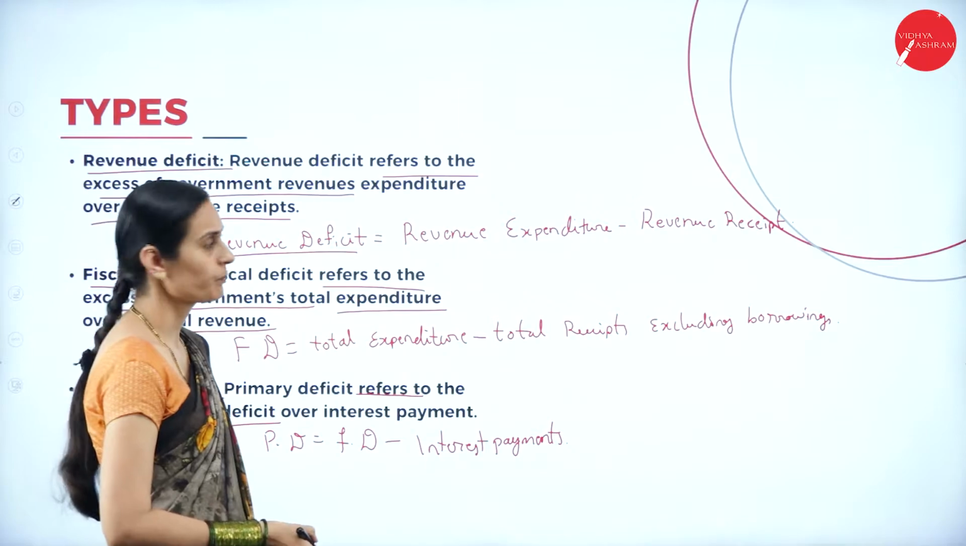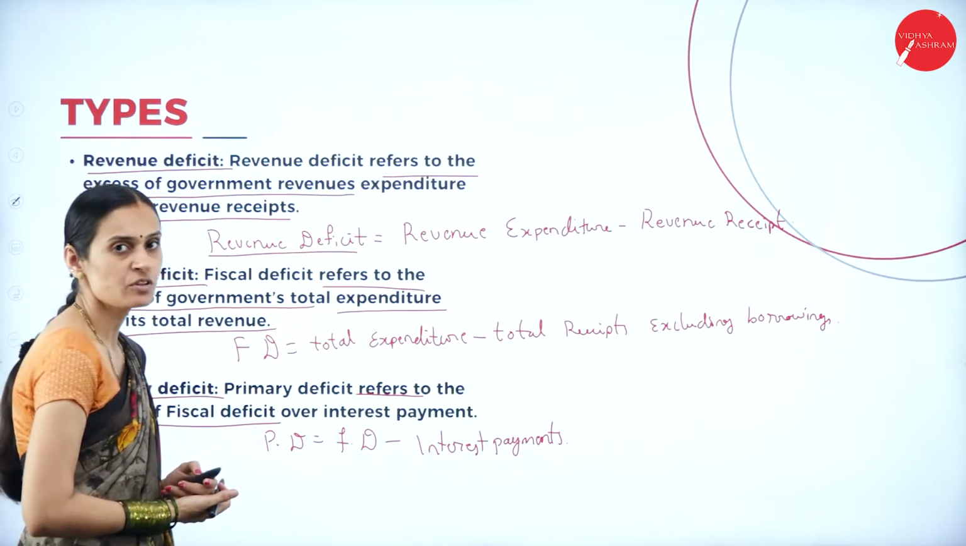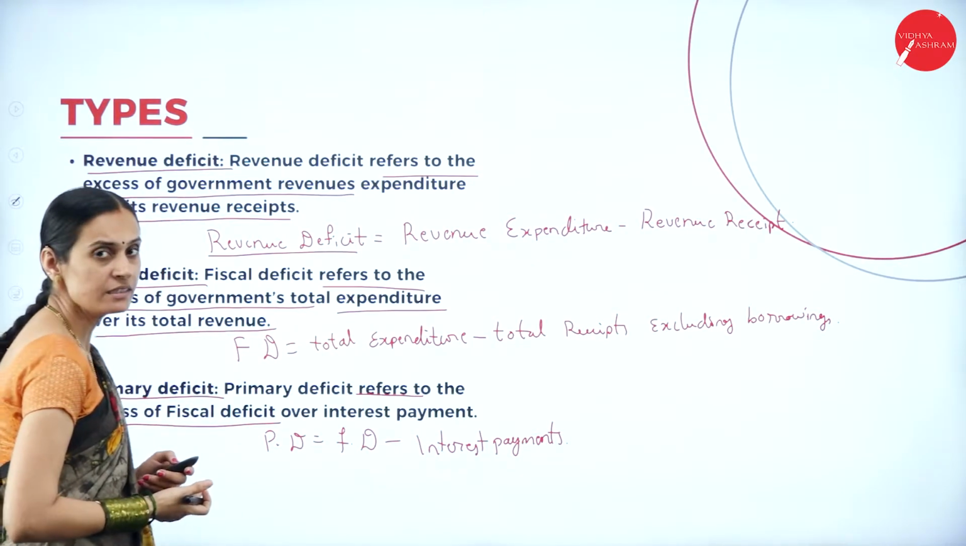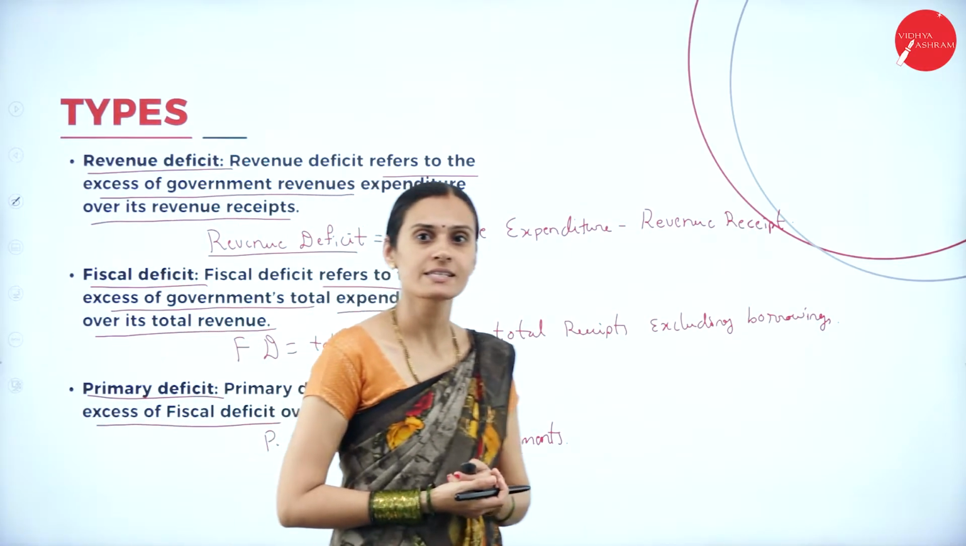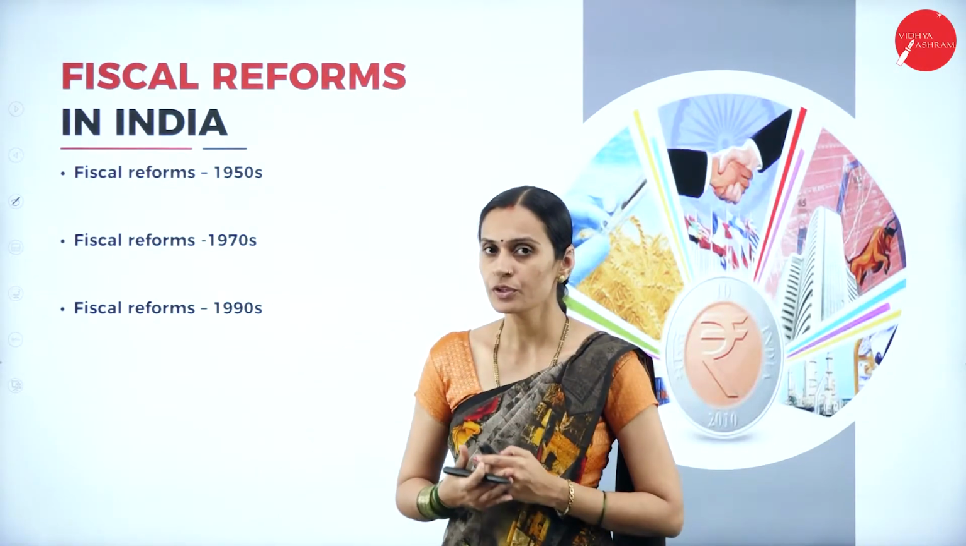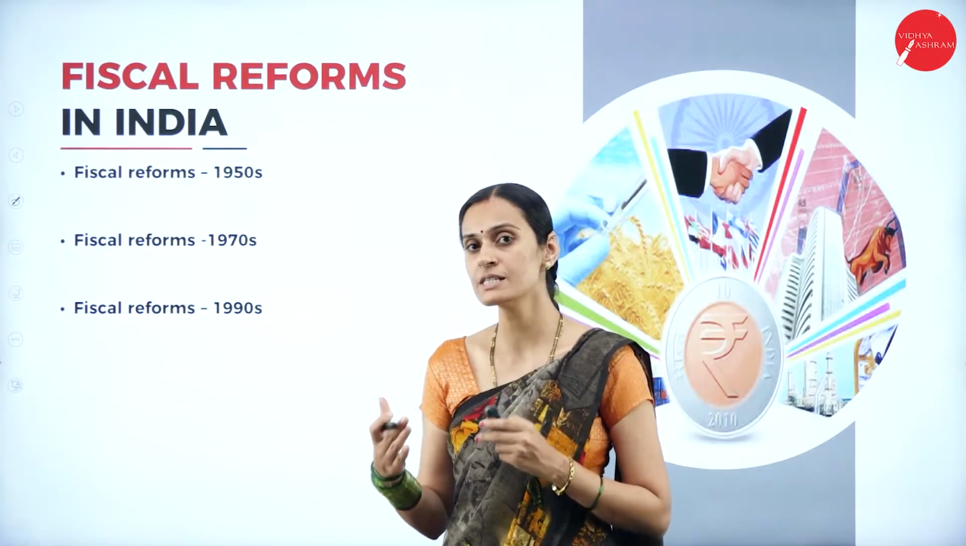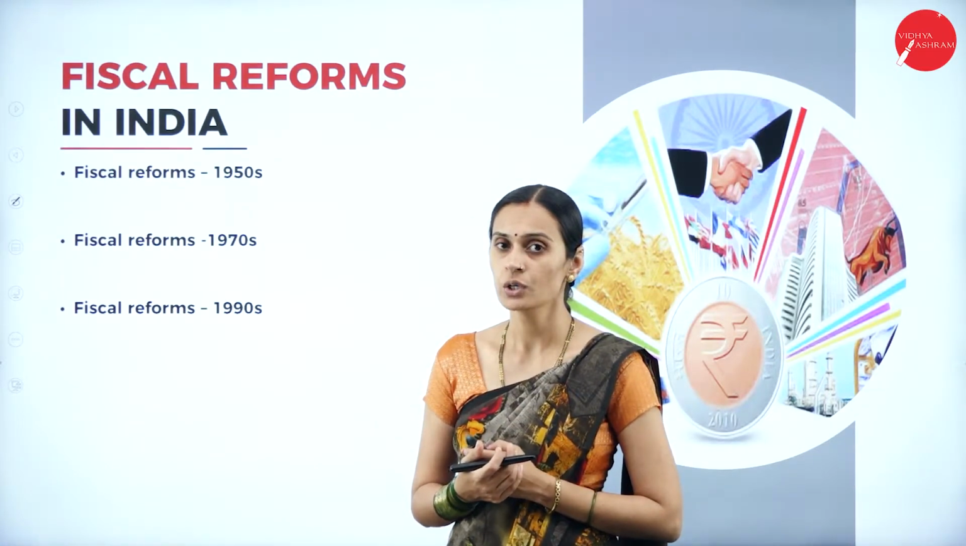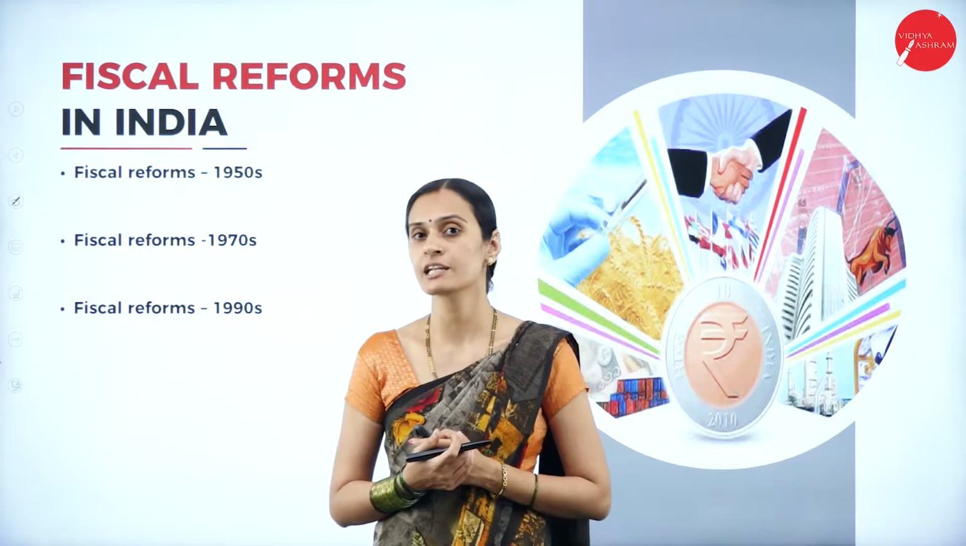Interest payments. Yes, these are all three important types of budget deficits. And next, let us go to fiscal sector reforms. Till now, we have discussed the different instruments of fiscal policy. Okay, now fiscal sector reforms.